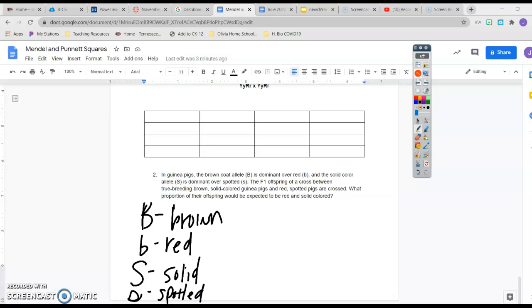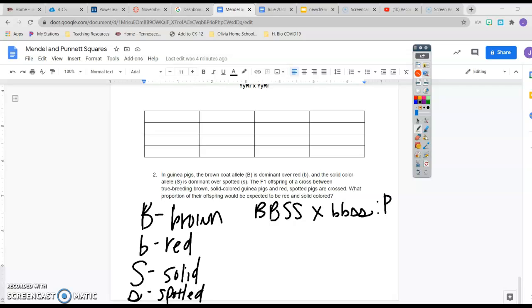So here, we would want to figure out first the parents. It says the parents were true breeding. Remember, that means pure. So true breeding brown would be capital B, and solid would be capital S, crossed with true breeding red, which is going to be homozygous recessive, along with spotted, little s. So that was the parental generation.